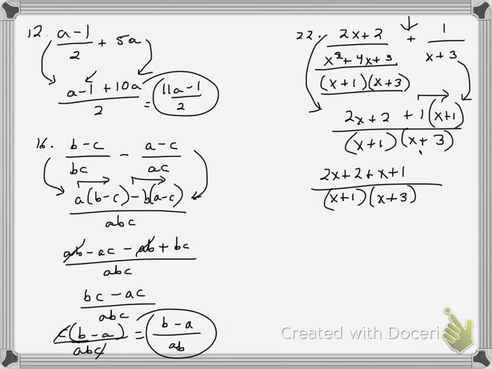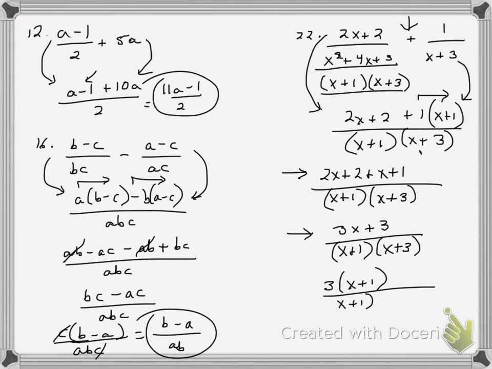And now gathering like terms, I have 2x plus x, or 3x, and I have 2 plus 1, or 3. So you're going to expand to gather like terms, and then after you've gathered like terms, you want to factor. Okay, so let's go ahead and put it over the common denominator, and the next step would be to factor that numerator again so I can see if I can cancel. So of course you see that the 3 comes out, and I'm going to get x plus 1 all over x plus 1 times x plus 3. My x plus 1's cancel out, and I'm going to finish with 3 over x plus 3.